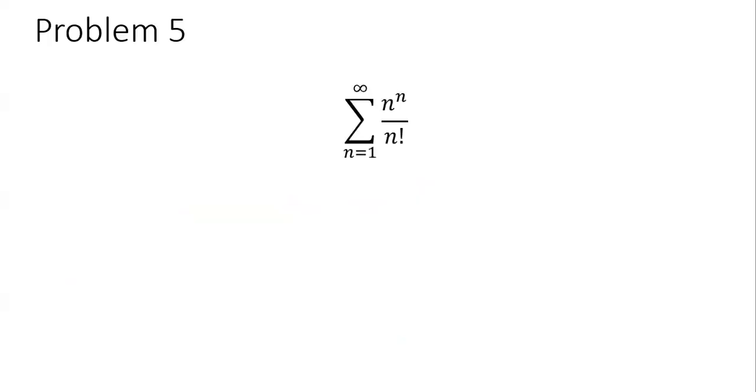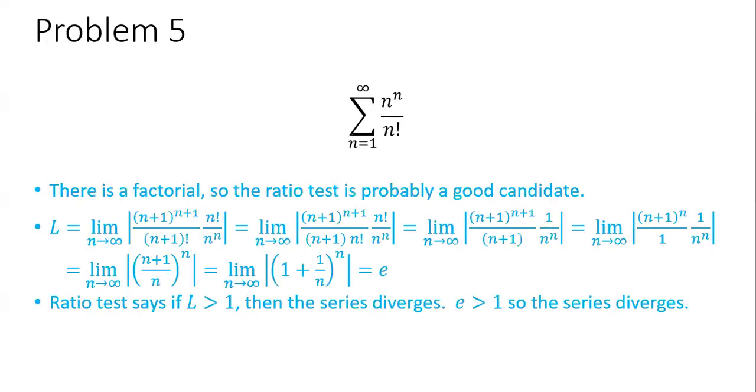Number 5, summation as n goes from 1 to infinity, n to the n over n factorial. Which test do we use for this? If you got the hint earlier, we probably should use the ratio test here. There's a factorial, and there's also an exponential. Okay, so we go through the motion. Limit as n goes to infinity, a sub n plus 1 divided by a sub n. You've got to be careful with your parentheses and all that here.